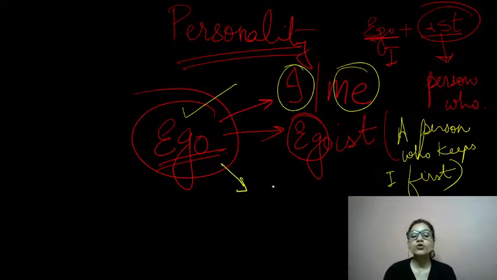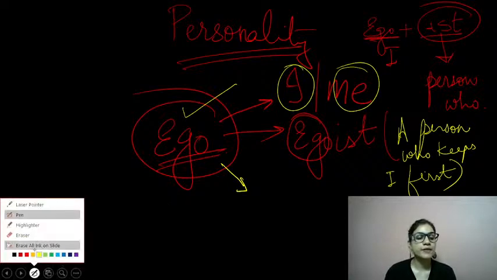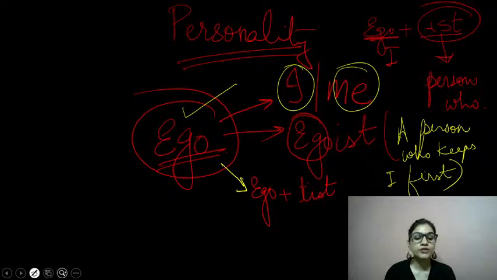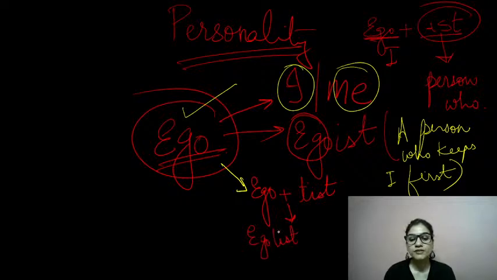Then we can also have another word. For example, if I add ego plus tist, right? So the word root here is tist. The word we get out of this is egotist. So what is an egotist, guys?